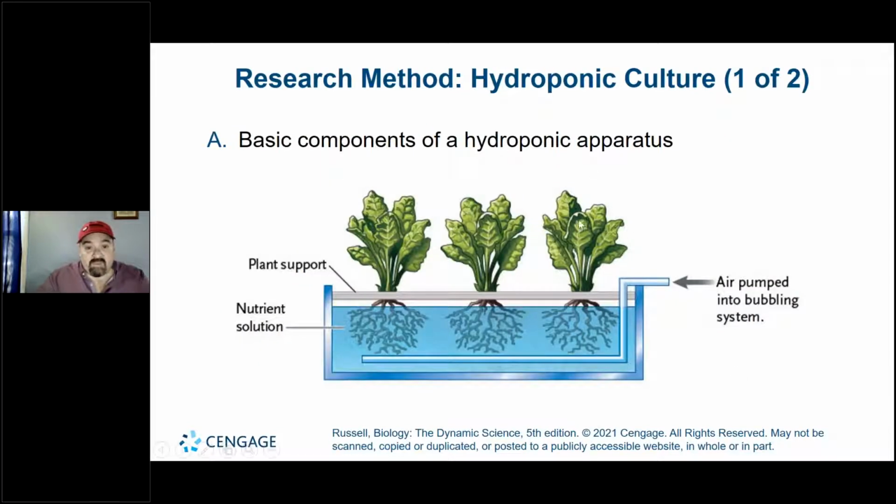So you'll see here the basic components of this hydroponic apparatus. Here's the nutrient solution where the roots are present. There's something here for support of the plants, and then air being pumped into the system. Know that there are also systems that will have fish as a part of this, so that folks can harvest the fish as well as the plants, and the fish waste also helps provide nutrients for the plants. There are some quite elaborate setups that can be done with hydroponics.